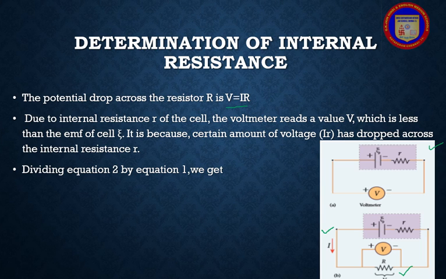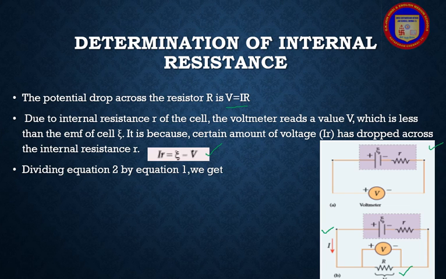Due to the internal resistance r of the cell, the voltmeter reads a value V which is less than the EMF of the cell ξ. This is because a certain amount of voltage Ir has dropped across the internal resistance r. Then V is equal to ξ minus Ir. So Ir is equal to ξ minus V. Name it as the second equation.